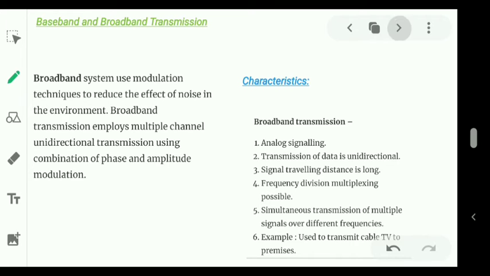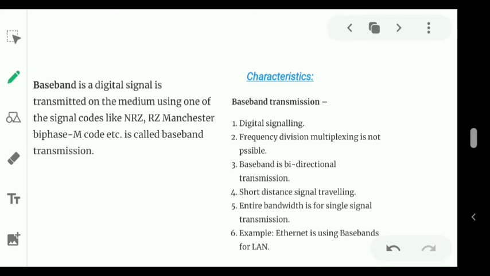Now come to baseband. It is a digital signal transmitted over the medium using signal codes like NRZ and Manchester encoding. It is a very hard term for you right now, but just remember that this refers to the situation where the entire bandwidth of the communication channel is used to send only one digital signal. Baseband channels are bidirectional in nature. Here the digital signal is there. Frequency division multiplexing is not possible here. It is bidirectional, as I mentioned, and signals travel a shorter distance. An example is Ethernet, which we use in a LAN.